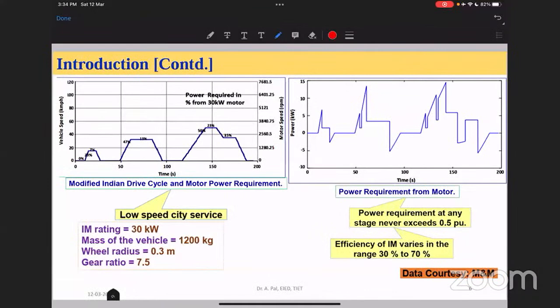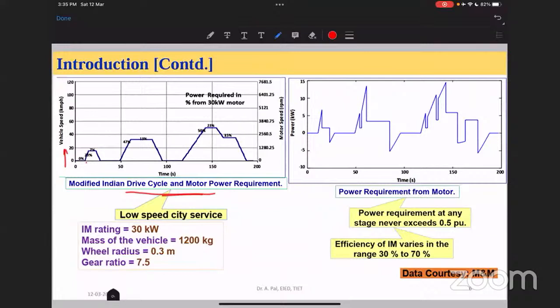Okay, so now I just want to discuss why efficiency improvement, or efficiency management, or efficiency control is required in an induction motor. In this slide, if we look into the first curve, that is the time versus vehicle speed curve, here you can find a modified Indian drive cycle, and this is the power requirement. At different stages, it is shown in percentage form.